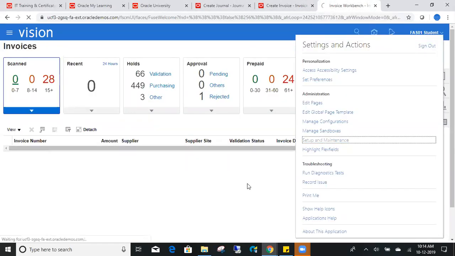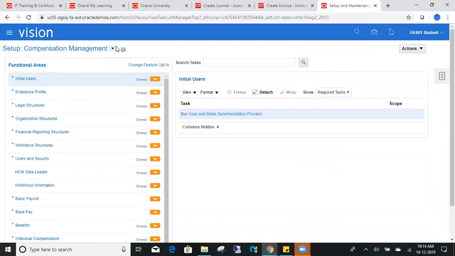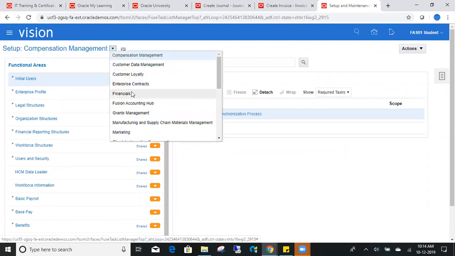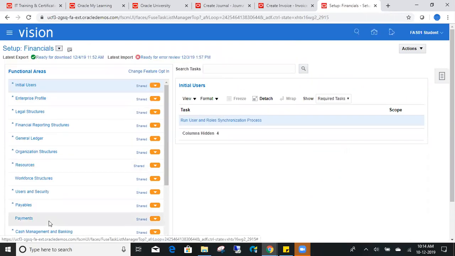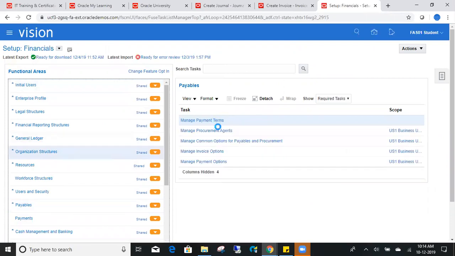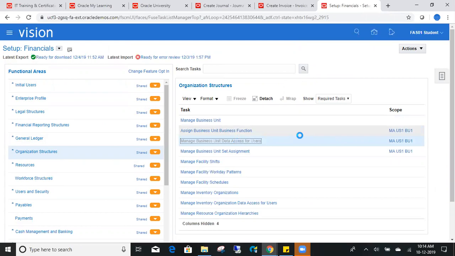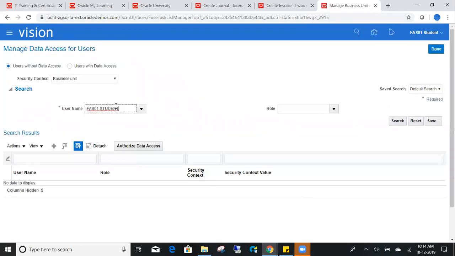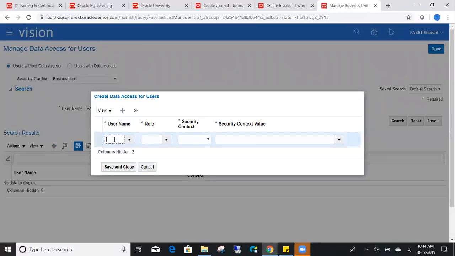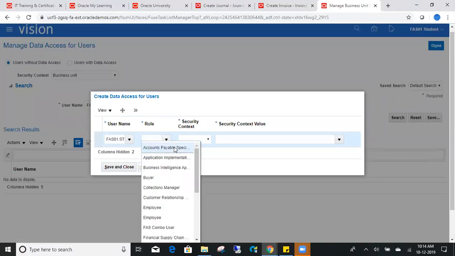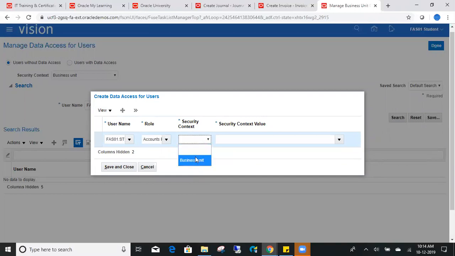Setup and maintenance. Under setup and maintenance, our offering is Financials. I'm going to Organization Structure view, giving a data access set to the user. Okay, so this is my user I'm going to give some access to. I'm just assigning the business unit to this user, Account Payable Specialist. See, here you are able to see only the business unit.